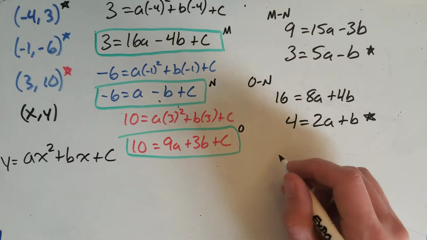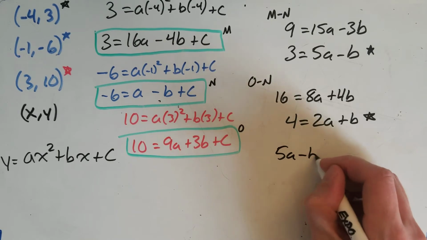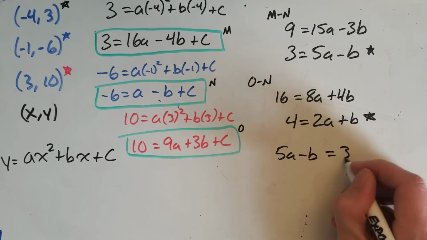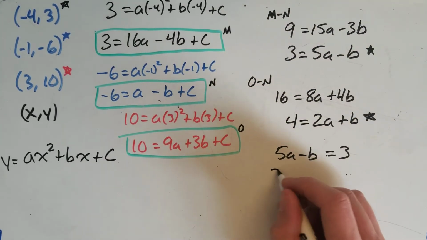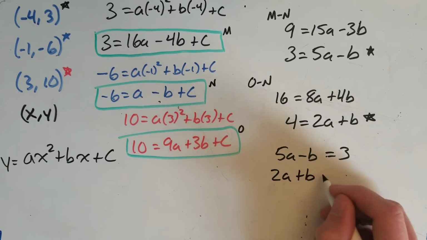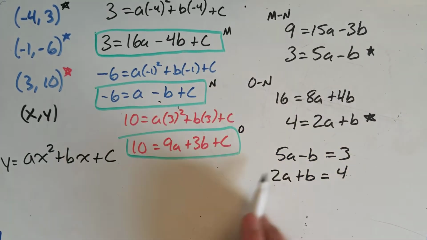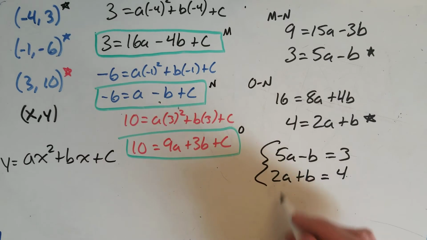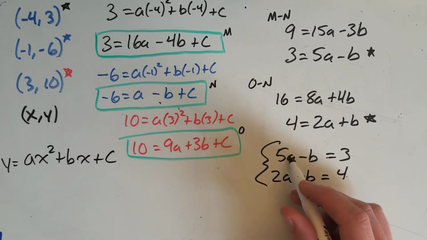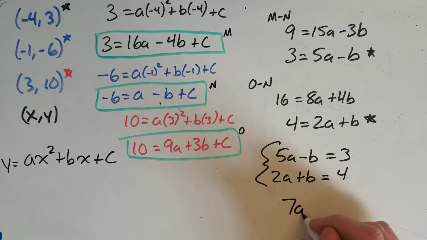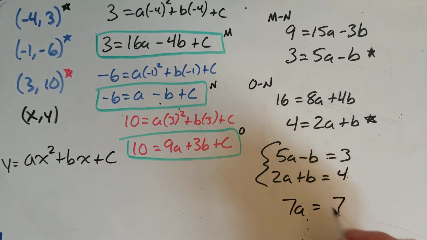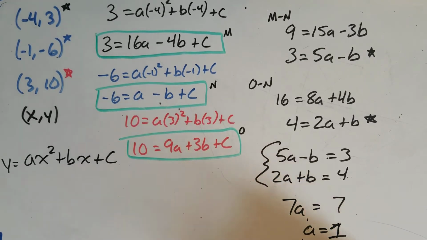So I'm going to rewrite our system. 5a minus b is equal to 3. That's our top equation. Our bottom is 2a plus b is equal to 4. Notice with this system, if you add the equations, the b's will cancel. So 5a plus 2a is 7a. 3 plus 4 is 7. The negative b plus b cancels. So here we're going to find out a is equal to 1.